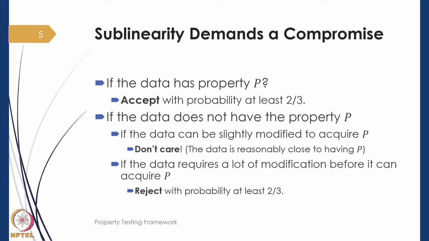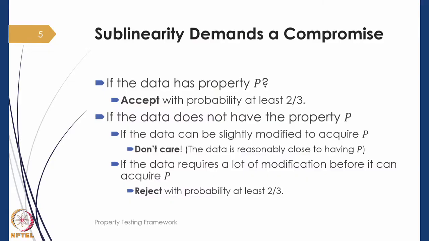If the data has the property P, so for example, if the graph that we are concerned with is connected, then we will accept the data set. And here accept means we accept that the data has the property P with probability at least 2/3.